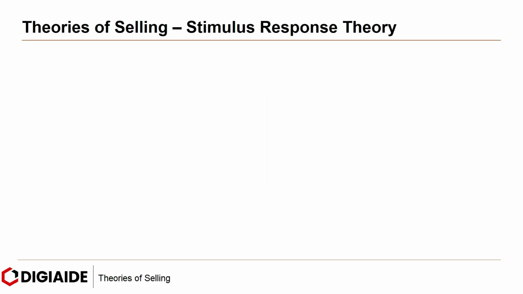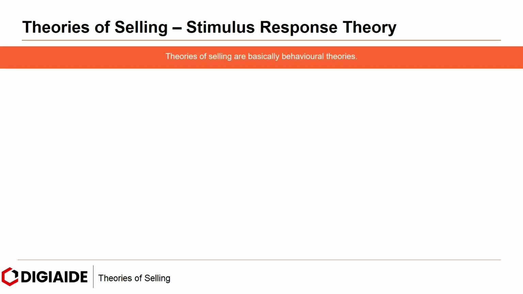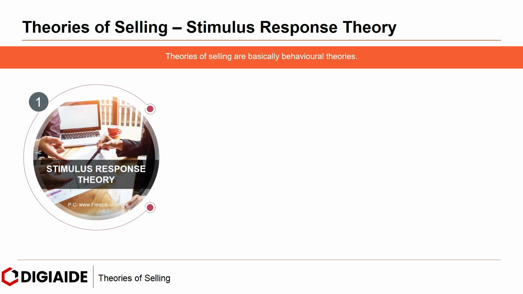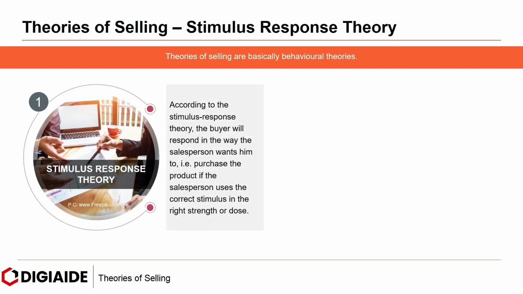Let's look at each one of them briefly, starting with stimulus response theory. Please note, all the theories of selling are basically behavioral theories. Let's move on to stimulus response theory. According to stimulus response theory, the buyer will respond in the way the salesperson wants him to. That is, to purchase the product if the salesperson uses the correct stimuli in the right strength or dose.